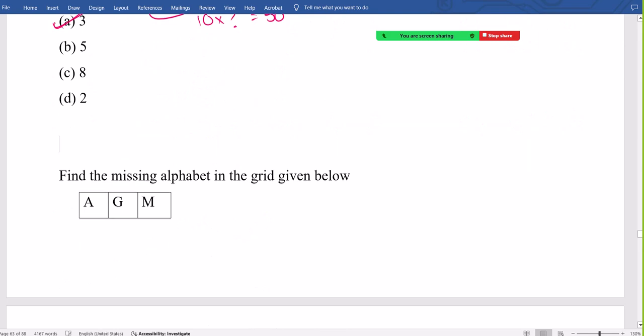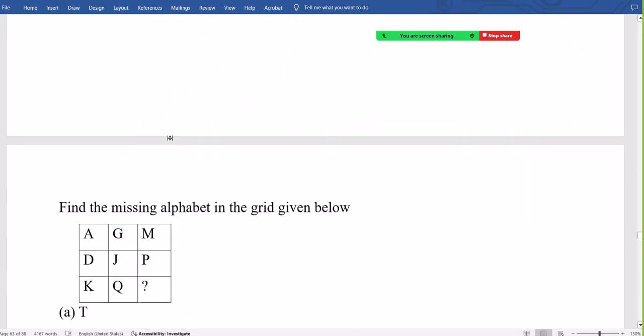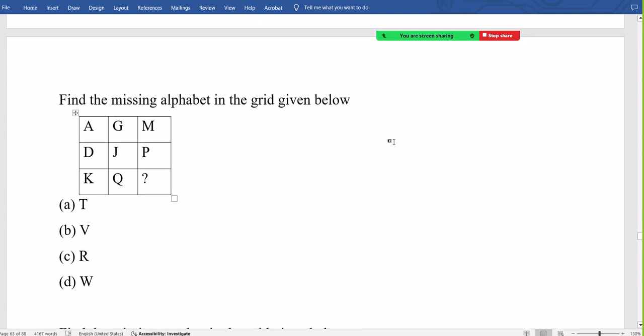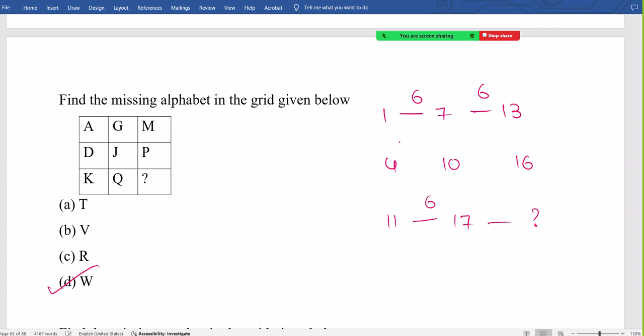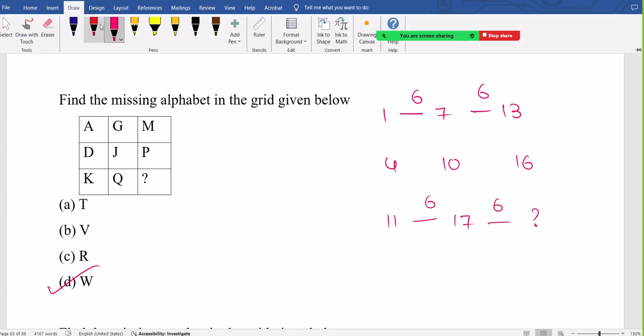Now, in terms of alphabets also they'll give, that we need to again have a look. See AGM, DGP. AGM means 1, 7, 13. DGP, which is nothing but 4, 10 and 16. This is 11, 17, question mark. You can understand 23, which is W. 6 increasing, right? Difference is 6. So 23, which is nothing but W.